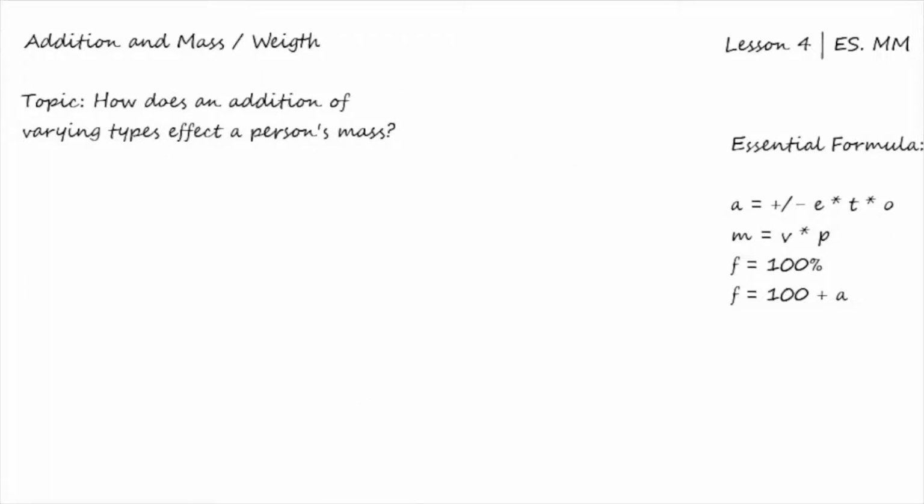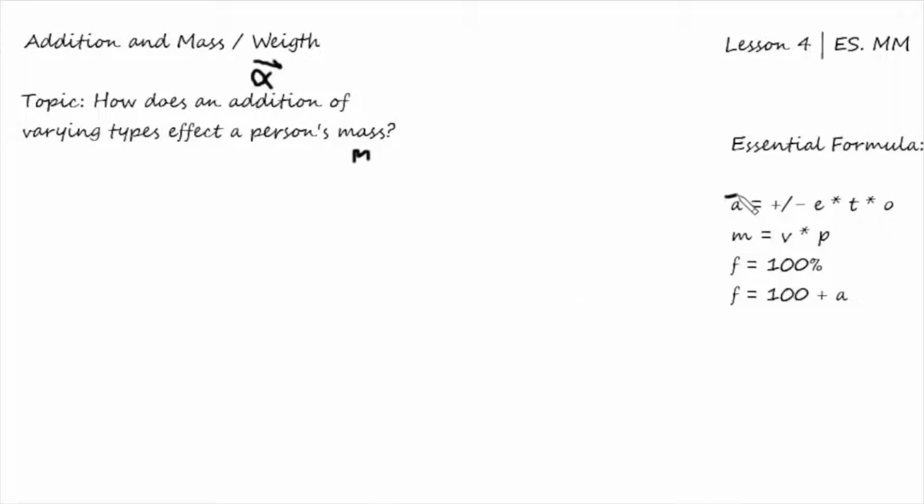Okay, as promised, again, we are going to be looking at addition and mass. The topic: how does one's addition of varying types affect a person's mass? Let's look at our essential formula.